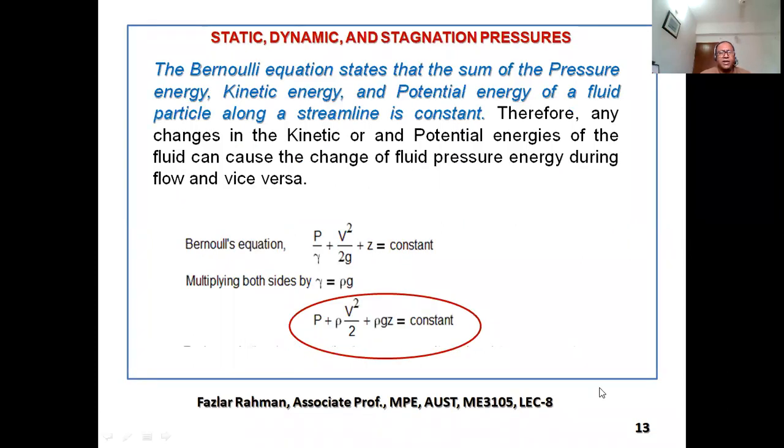Same thing right over here. What we did, we just rearranged the Bernoulli's equation. How? This is the Bernoulli equation. You can multiply both sides with gamma. So ultimately, what are you getting? You see p equal to this one. That means all three terms you can express in terms of pressure. So p has the unit of pressure, so this will also be pressure.